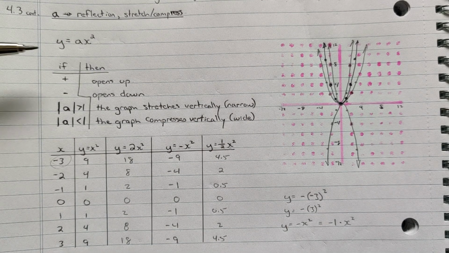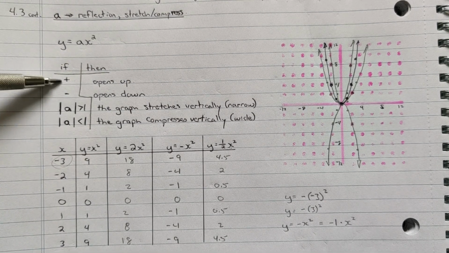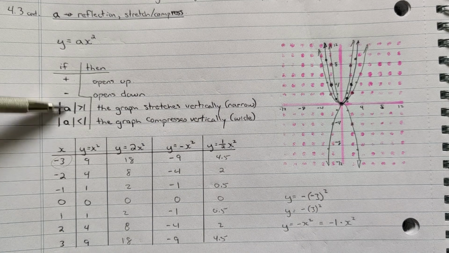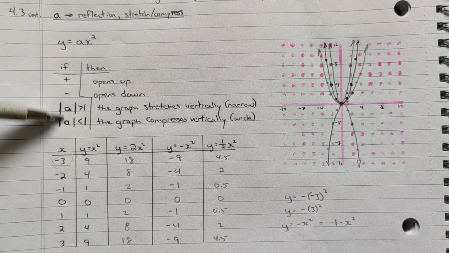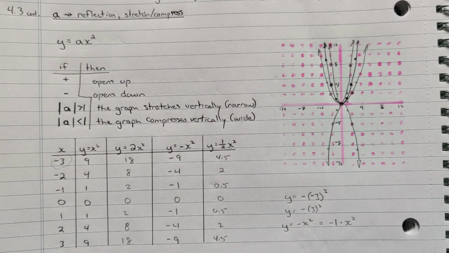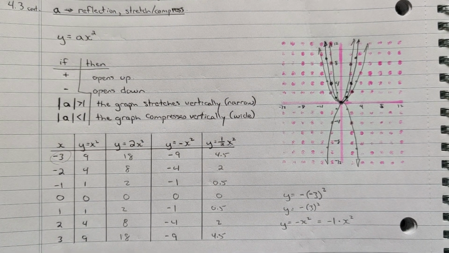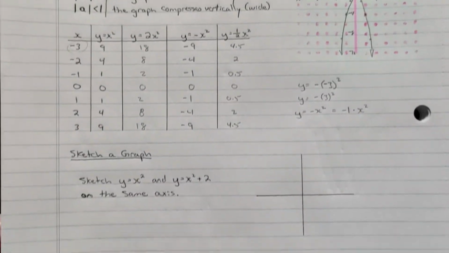So the a value, positive or negative, makes it open up or down. And if you just look at the numerical value, not the positive or negative sign, if it's greater than 1, it's going to stretch. If it's less than 1, it's going to compress.